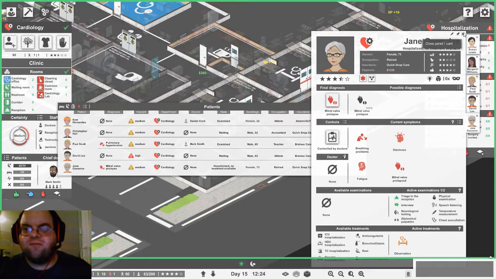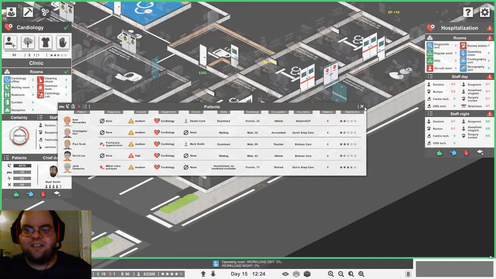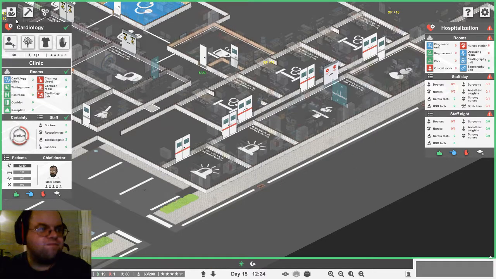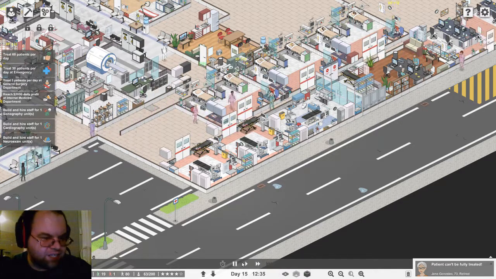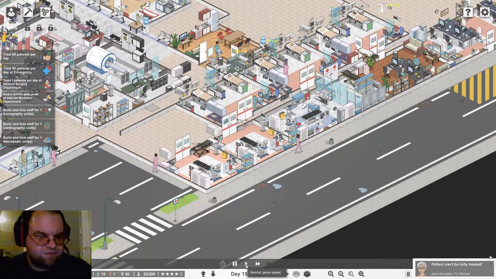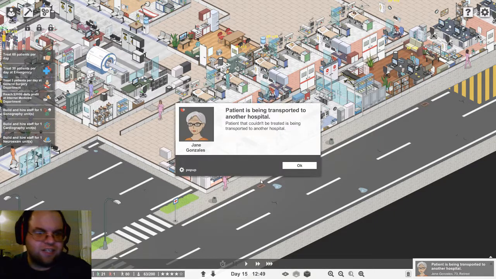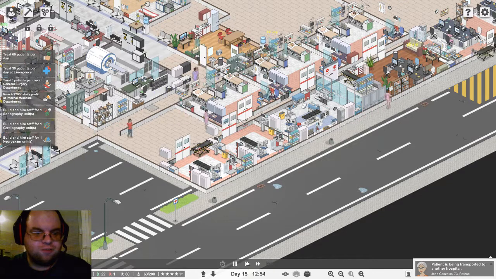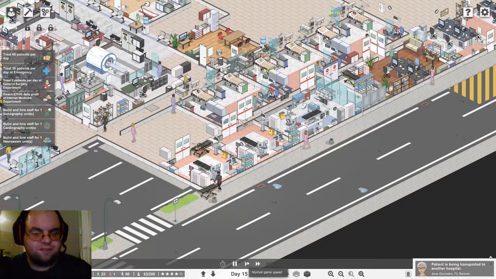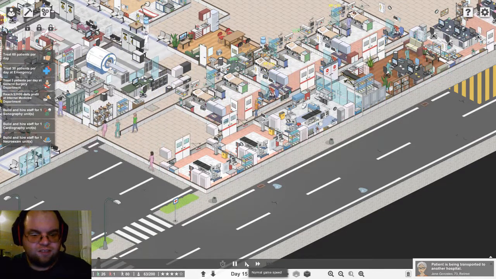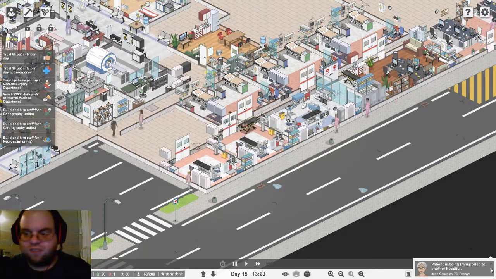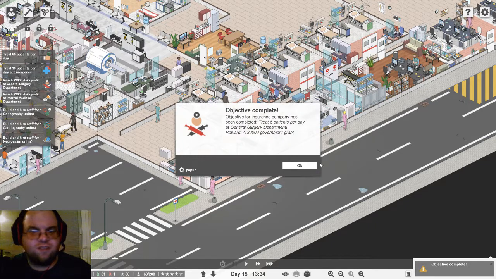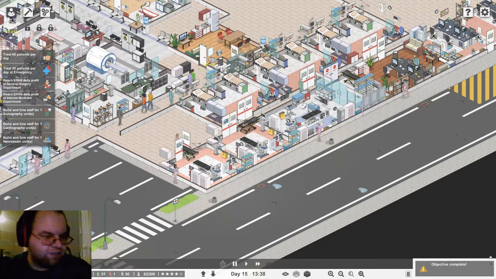Okay, so we're kind of stuck there. Right now, we're kind of stuck. We don't have enough money to do hospitalization right now. Yep, we have to transport her to another hospital. Right, 20 grand.